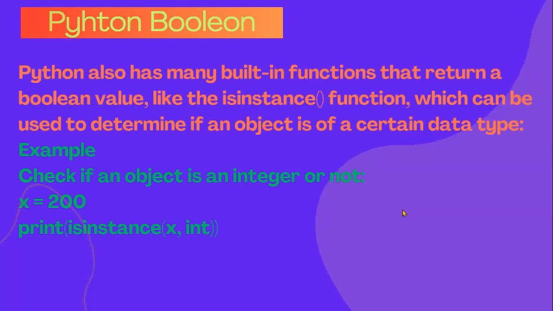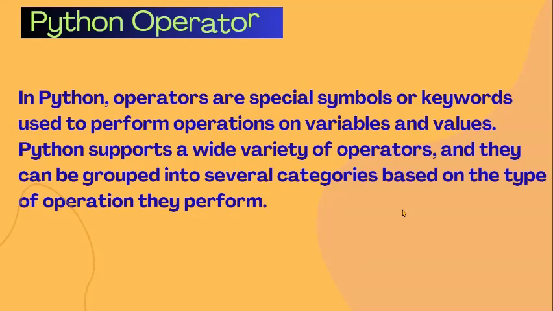So now we have the next topic, which is Python operators. In Python, operators are special symbols or keywords used to perform operations on variables and values. Python supports a wide variety of operators, and they can be grouped into several categories based on the type of operation they perform.